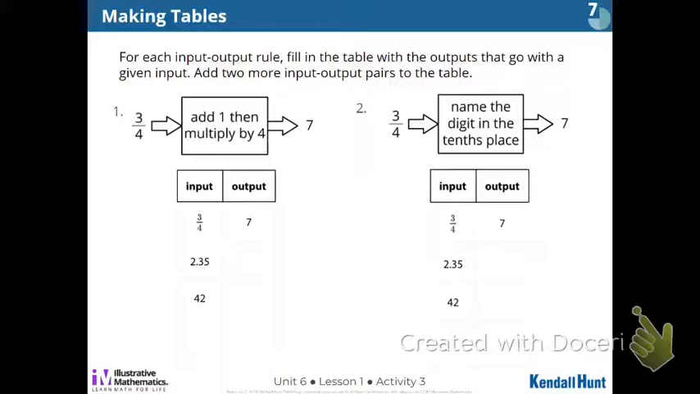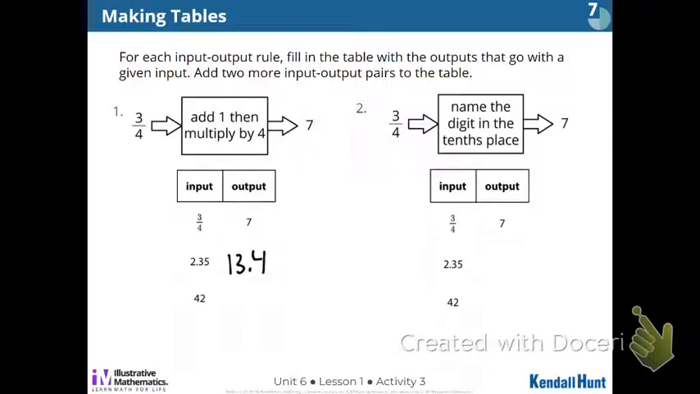Looking at this first table, we have 2.35. If we add 1, we're at 3.35. I multiply that up by 4. I'm like 13 point something. What is it? 13.4. Is that what you guys got? Okay. 13.4. This one I can do in my head easier.